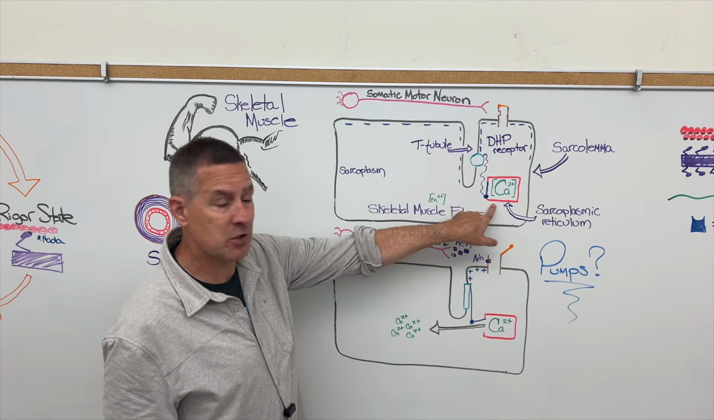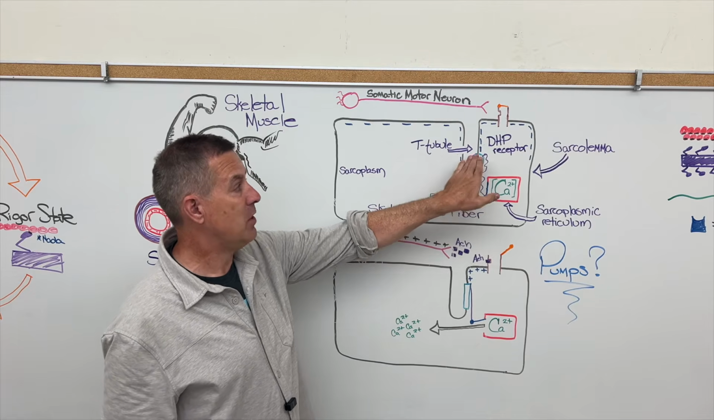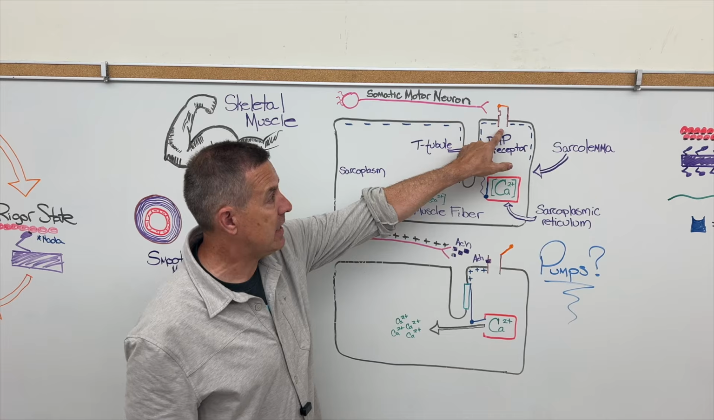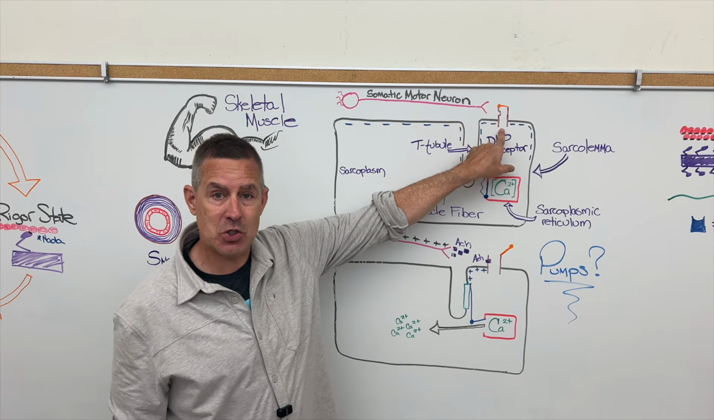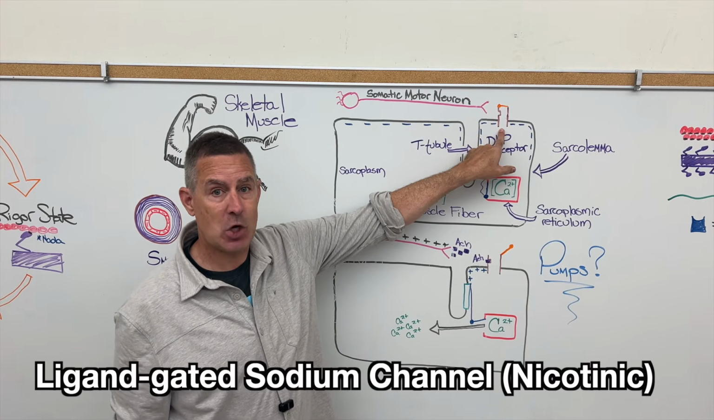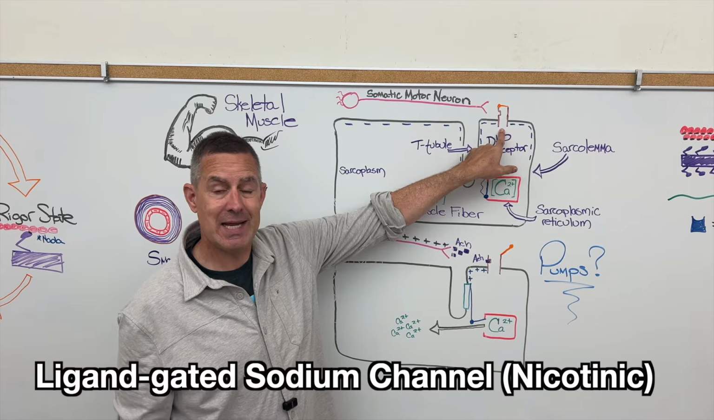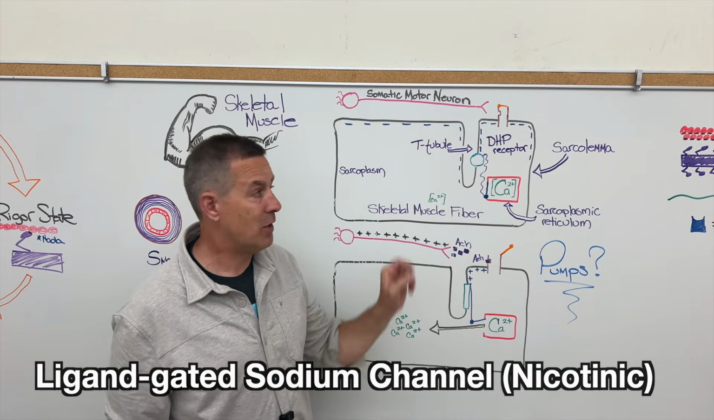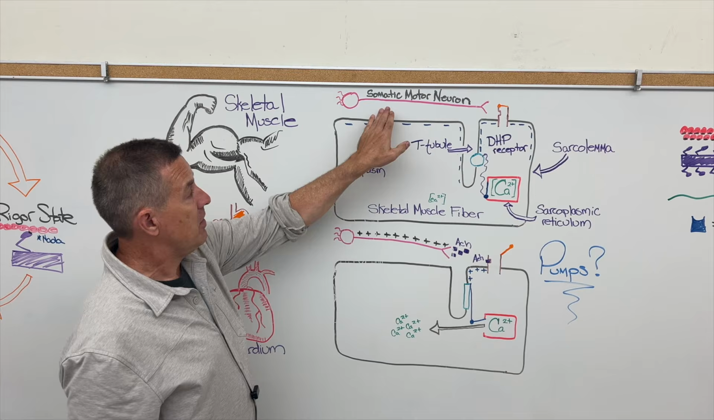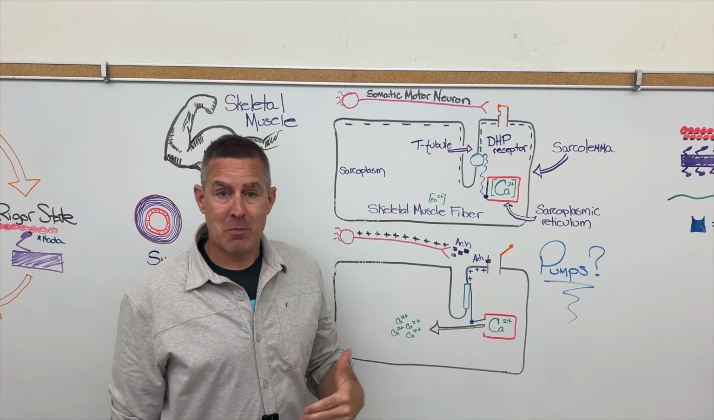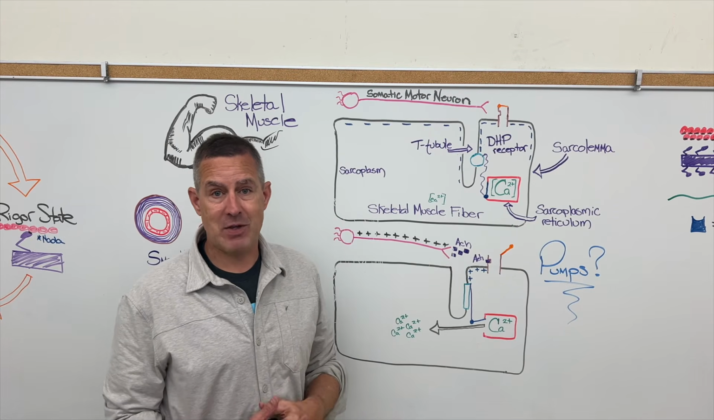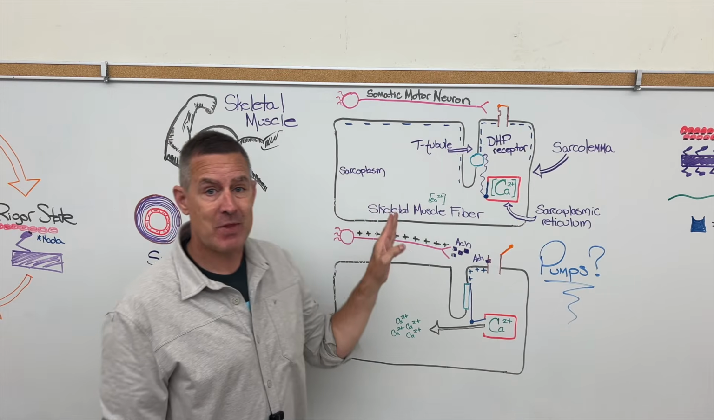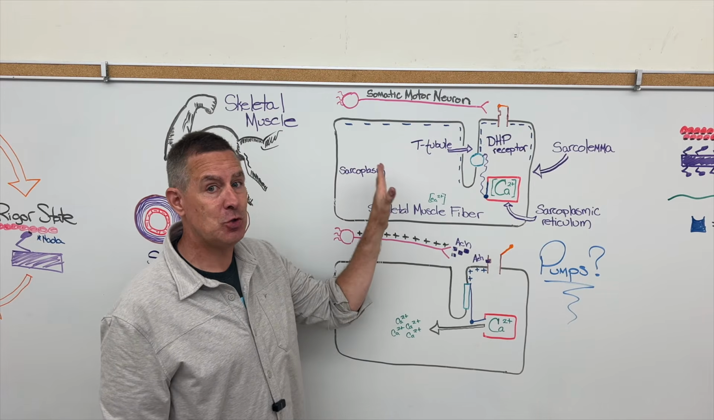So we have the sarcoplasmic reticulum that stores calcium. We have the DHP receptor, which I'll talk about in detail. Right here, we have a ligand-gated sodium channel, specifically a cholinergic channel. It's a nicotinic channel because acetylcholine will bind to this channel and open it. Once again, it's a ligand-gated sodium channel. This is a somatic motor neuron. Certainly a somatic motor neuron is not part of the skeletal muscle fiber, but it is necessary to excite this cell. That is to say, to cause this cell to depolarize.